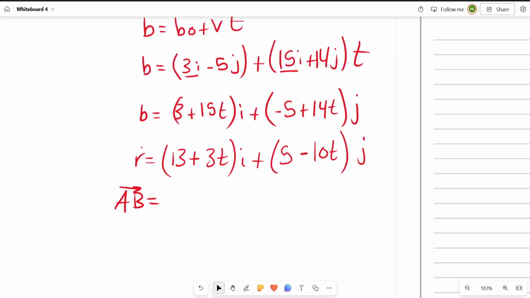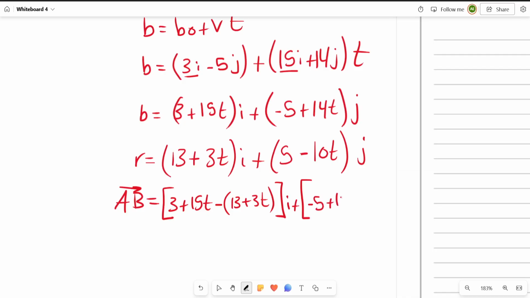You can see that B minus R means that you take the i components, subtract them from each other, and the j components, subtract them from each other. So in the i, we're going to have 3 plus 15t minus 13 plus 3t. This is going to be the i component. And then we do the same for the j component. We will have minus 5 plus 14t minus 5 minus 10t in the j.